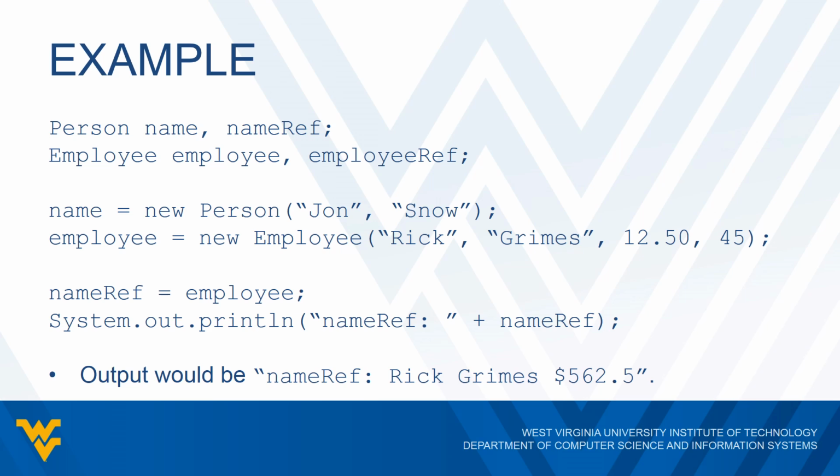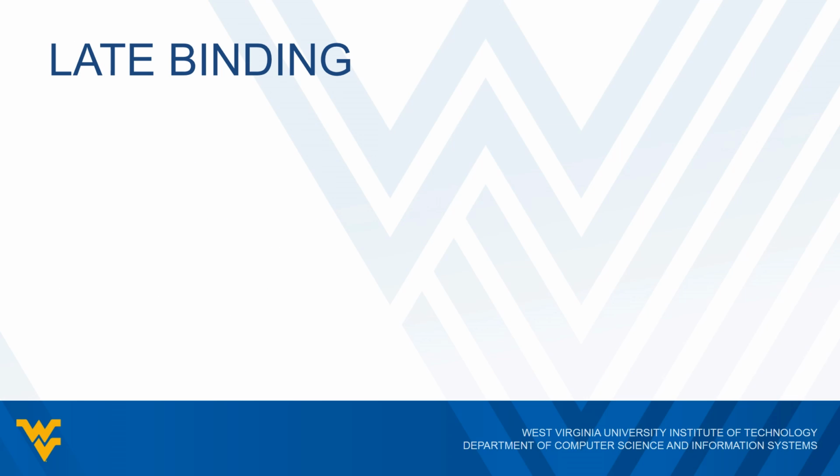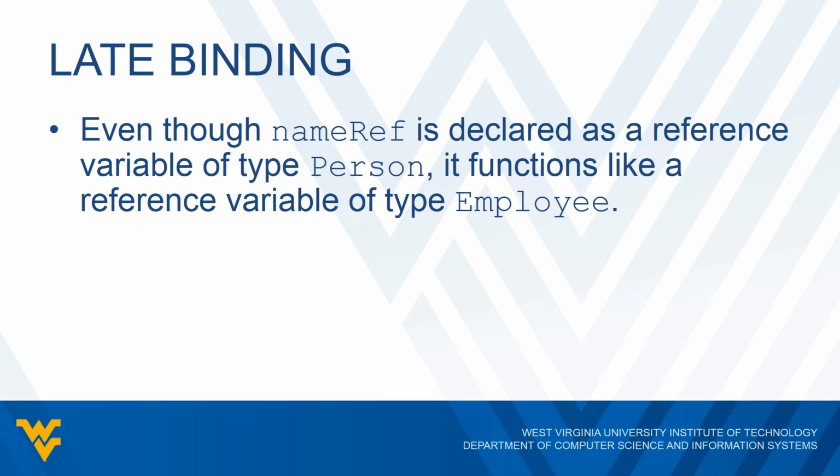What that means is the output is going to be nameref, then the colon, and then we're going to output the information from the employee object, which in this case is going to be Rick Grimes. And here we're assuming that we multiply the wage with the number of hours, so that would be 562.5. So in our example, notice that even though nameref is declared as a reference variable of type person, when the program executes, the print statement actually outputs the first name, the last name, and the wages of the employee.